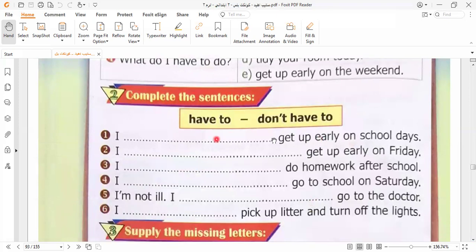Space, get up early on school days. So it will be have to. I space get up early on Friday. I don't have to, because it's the weekend. I space homework after school. I have to.